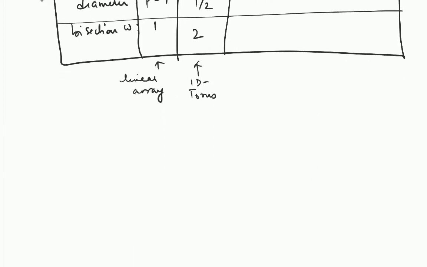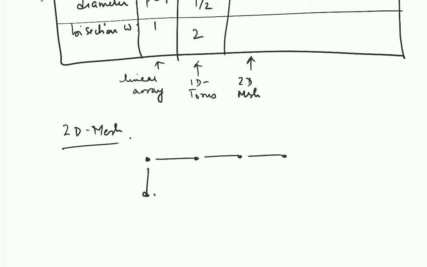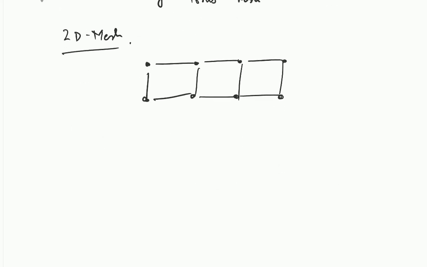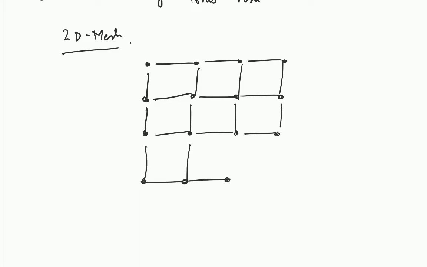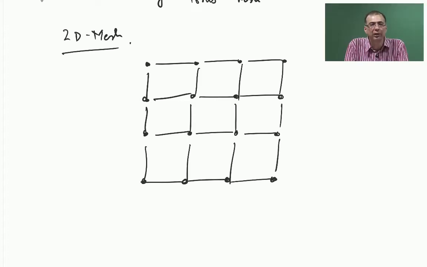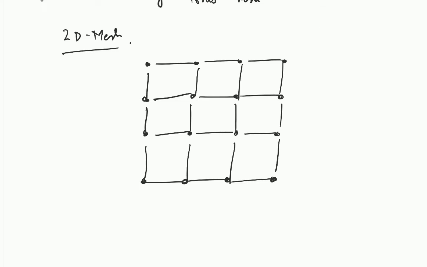The next step is something called the 2D mesh, okay? What does a 2D mesh look like? It looks something like this. It's just a grid of processors. This is also very practical. It's a very common architecture. There have been many supercomputers built using 2D grid interconnects, and as a matter of fact, 3D and 5D and so on.